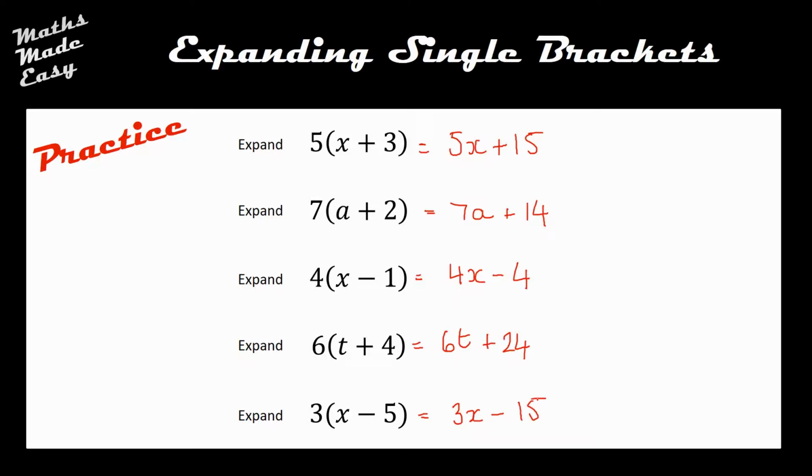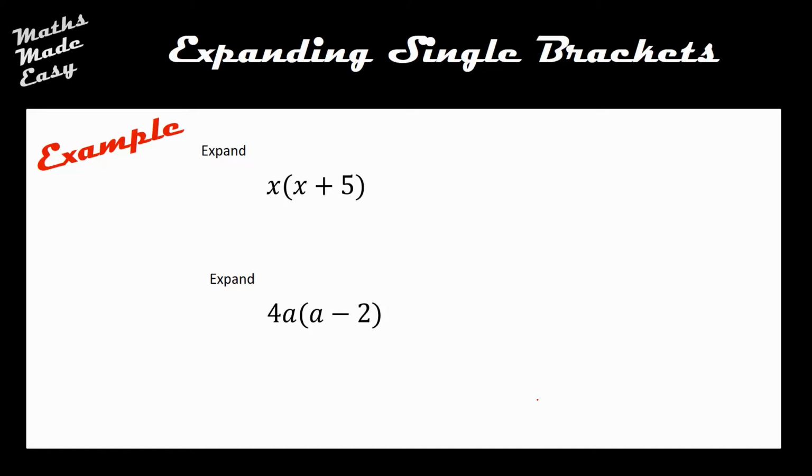Let's have a look at some more difficult examples. So in these two then, instead of having a number by itself outside the front of the bracket, I've actually pulled out an x or a combination of numbers and letters. So let's have a look at how these two behave.